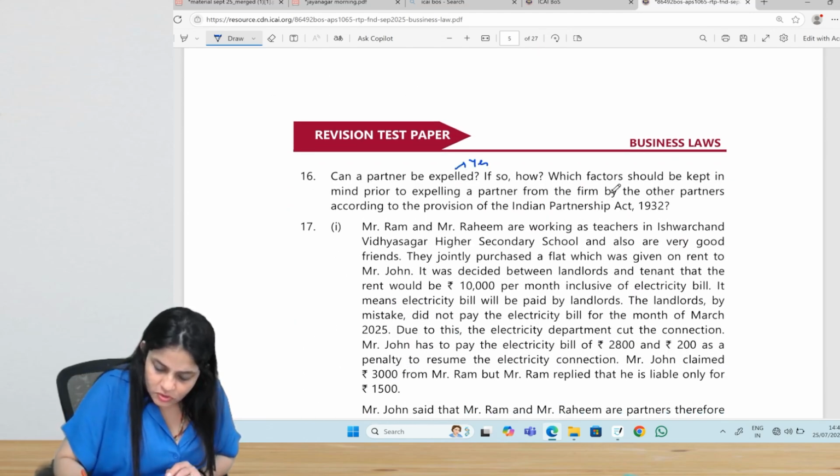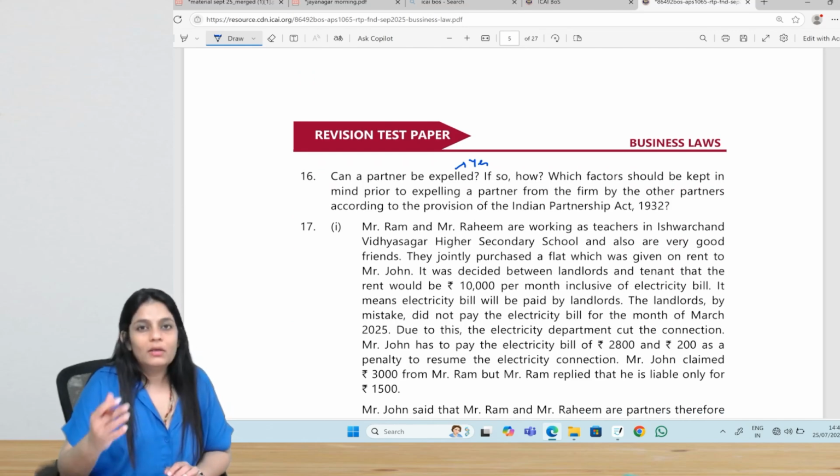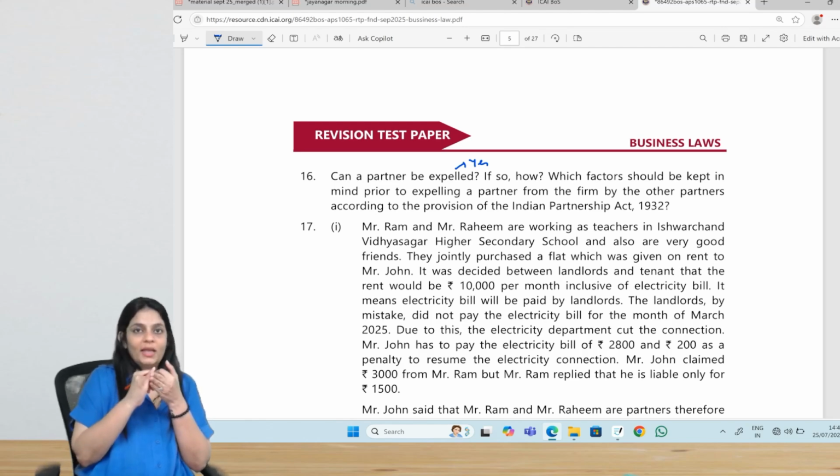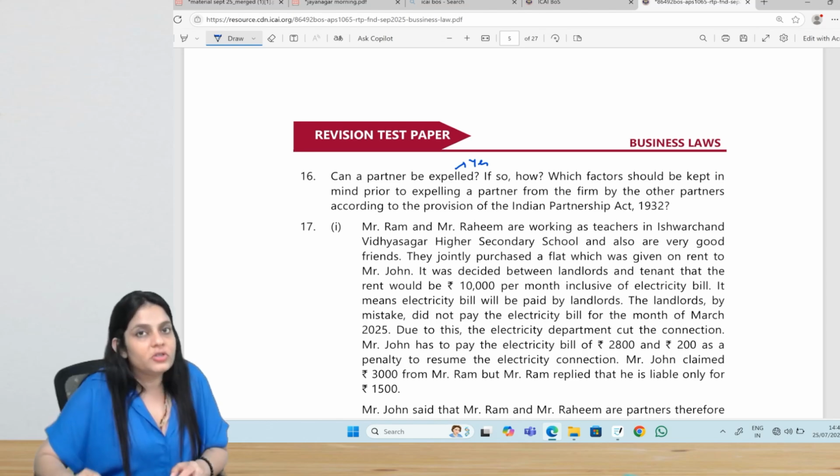Yes. If so, what factors should be kept in mind? There should be an agreement authorizing the expulsion. The consent of the majority should be taken and the expulsion must be in good faith. If it is not in good faith, it's null and void. What is good faith? It's in the partnership interest. The partner to be expelled is served with a notice and is given an opportunity of being heard.